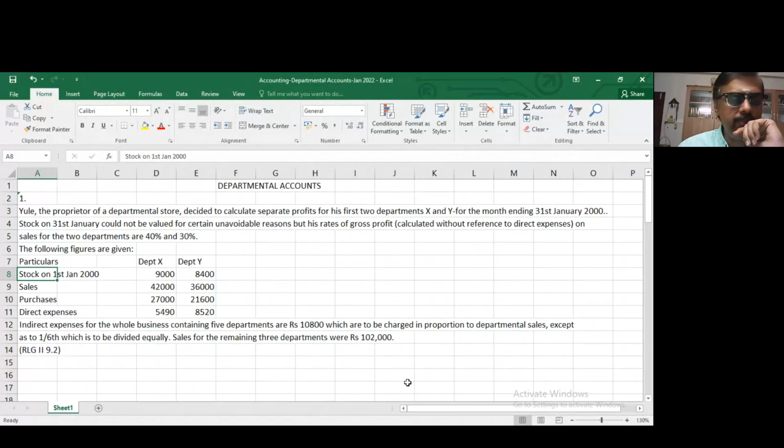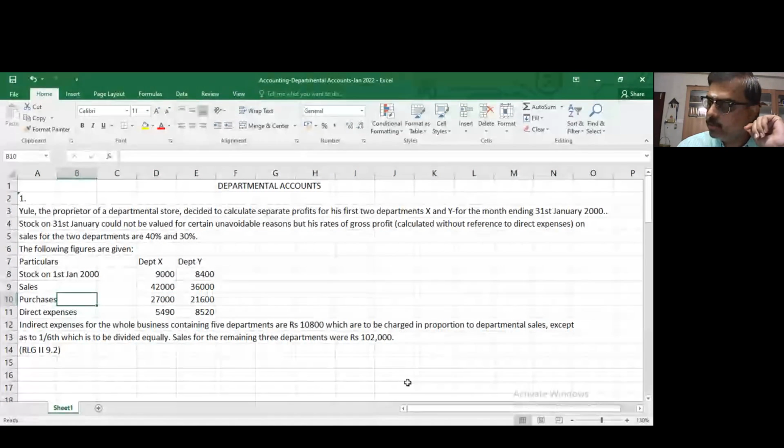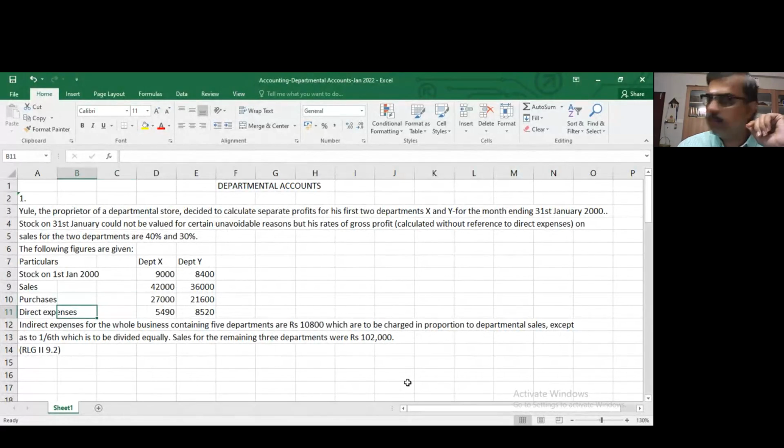Stock on opening date, 1st January 2000: Department X 9,000, Department Y 8,400. Sales 42,000 and 36,000. Purchases 27,000 and 21,600. Direct expenses 5,490 and 8,520. Indirect expenses for the whole business, containing 5 departments, was 10,800, which are to be charged in proportion to departmental sales, except as to 1/6, which is to be divided equally. Sales for the remaining 3 departments were 1,02,000. It's a very simple one, but an interesting question and an important type of problem in departmental accounts.